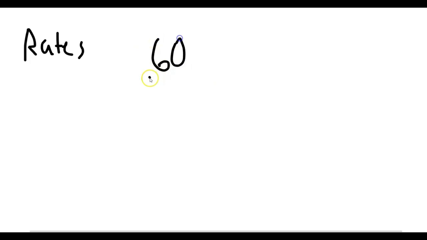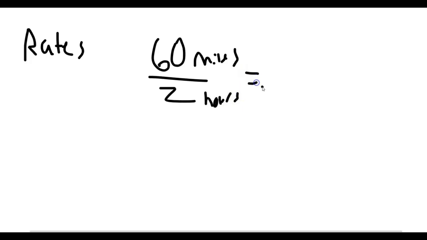And then let's do rates with it, which is a special type of ratio. So let's do a rate of 60 over 2. So 60, let's say, could be miles. And then 2 could be hours. So this would be 30 miles per hour.